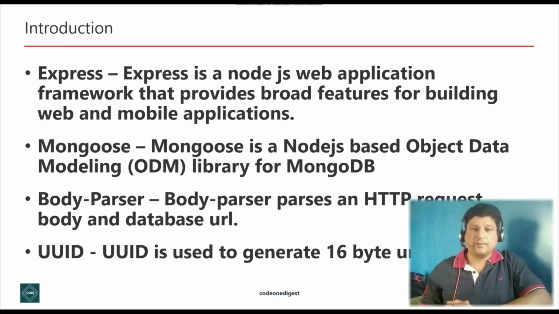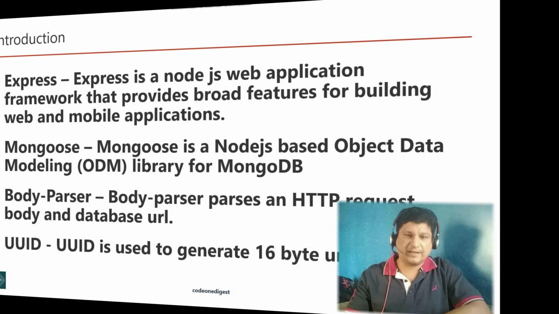Body parser. Body parser parses an HTTP request body, specifically in the context of POST, PATCH, and PUT HTTP requests, where the information is contained in the body. Body parser allows you to access request data. It also helps in parsing the database URLs. UUID is another package that we will install to generate 16-byte unique values, and this value we will be using as a primary key for our data. Right friends, so these are some important modules or packages that I am going to use in my application.